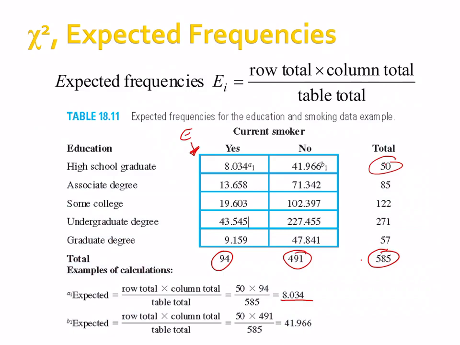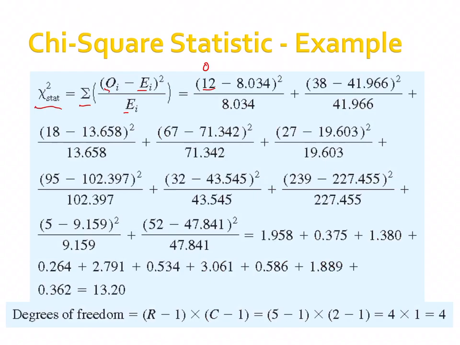And then when we move forward, we found our expected value, which was 50 times 94 divided by 585 equals 8.034, and that value is here. So we're taking our observed value, 12, and our expected value and plugging them into the formula, and that's how we get these. And we do that for every cell going forward.